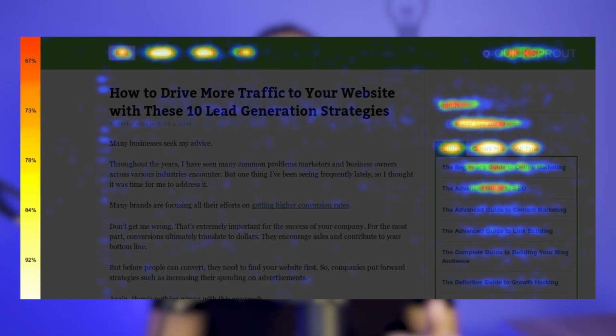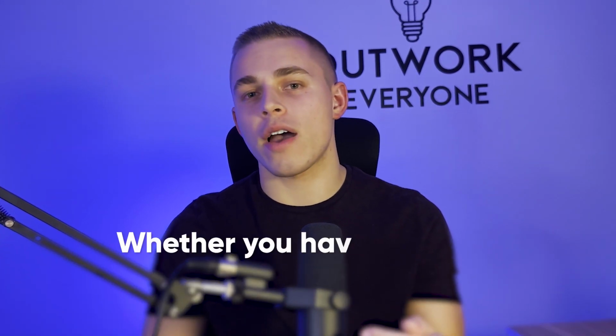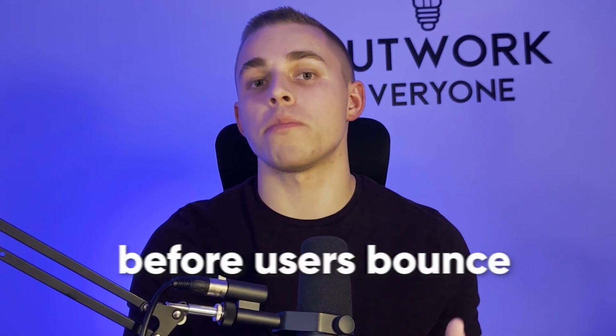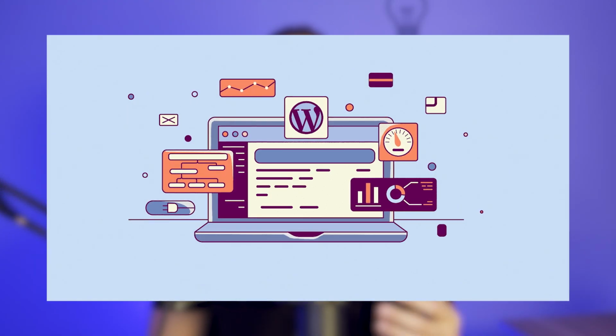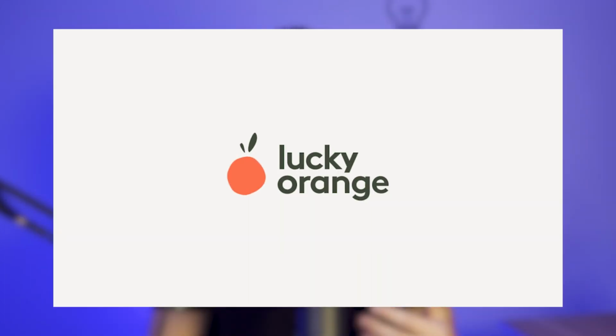Also, if you're more of the analytical type, you could also consider heat mapping the site, which allows you to see where customers are actually falling off or bouncing from your site. This would allow you to decipher whether you have a lack of engaging content after a certain point, or if you should just be putting much more focus towards the section before users bounce. Plugins or tools that you could use to do this include Crazy Egg, Lucky Orange, and plenty more.